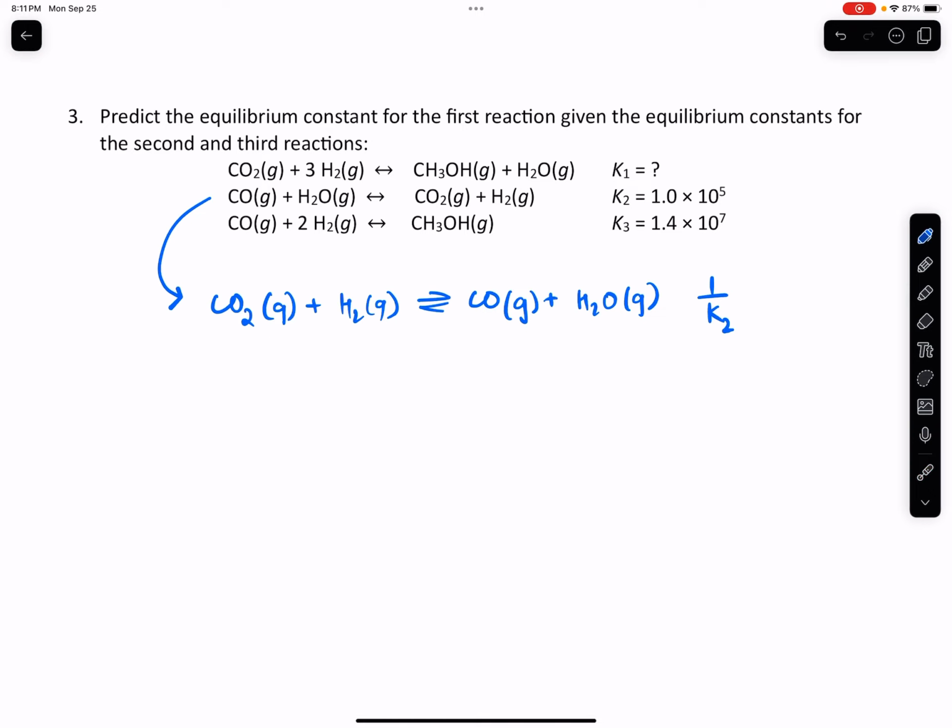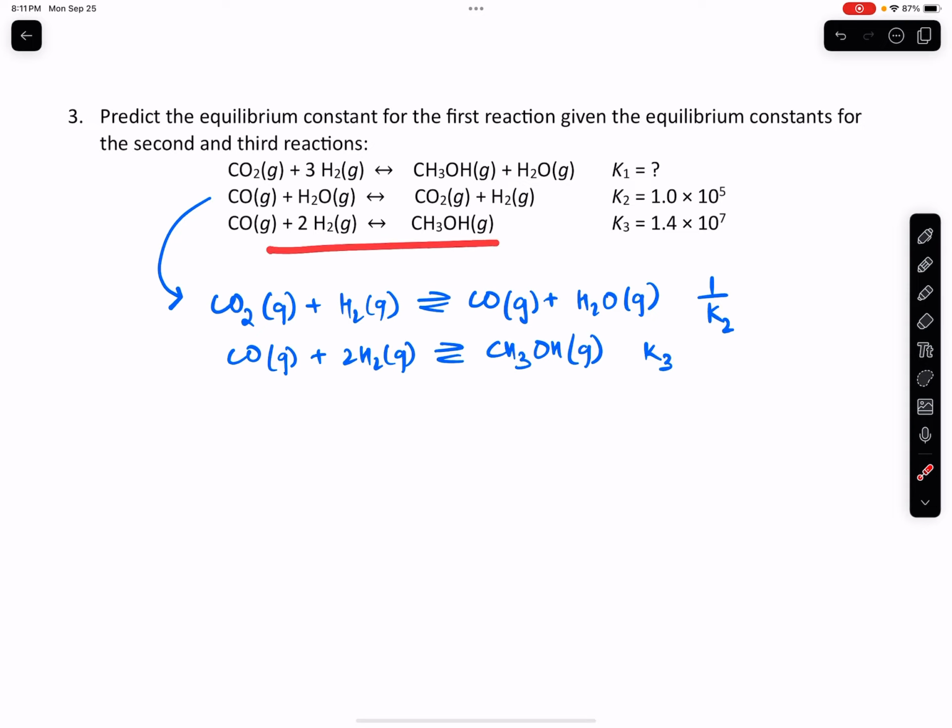Now, if you take a look at the third equation out here, if you add this equation to this, it turns out you actually will get this. Let's see how that happens. I'm just going to write this reaction below this. So I'm going to write CO plus 2H2 gives me CH3OH. And that's going to be K3 for this one. No change in the equilibrium constant, simply because I didn't change this reaction.